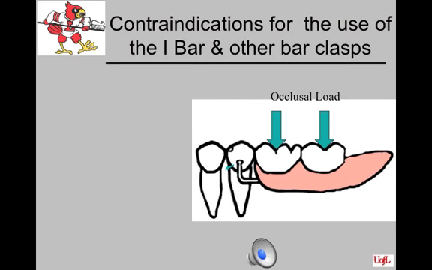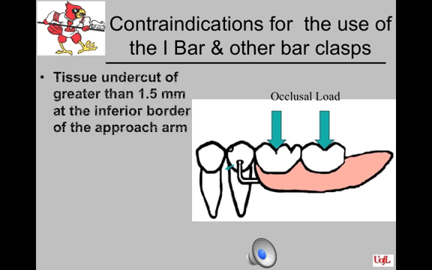We can use a bar clasp except when the following contraindications exist. If there's a tissue undercut of greater than 1.5 millimeters at the inferior border of the approach arm, the bar would be contraindicated because the bar would stick out and the mucosa of the inner cheek under function would rub against the bottom of the bar and be irritated.